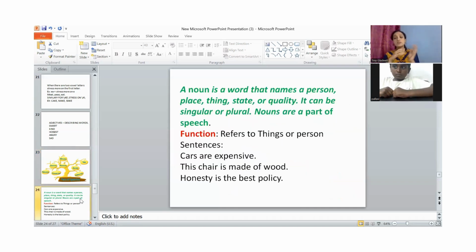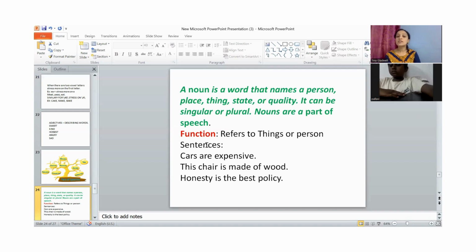You must have come across thousands of English words, right? Some words are there to show action, some words are there to join, some words are there to name something. Similarly, there are 8 parts of speech, and the most important one here is the noun. So what is a noun? A noun is a word that names a person, place, animal, thing, state, or quality. It can be singular or plural.